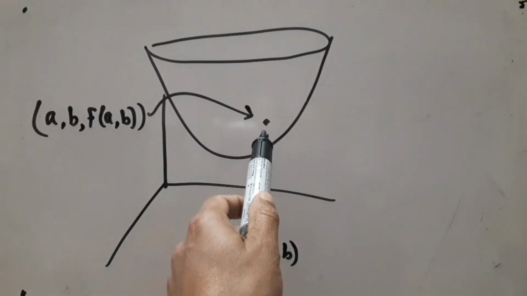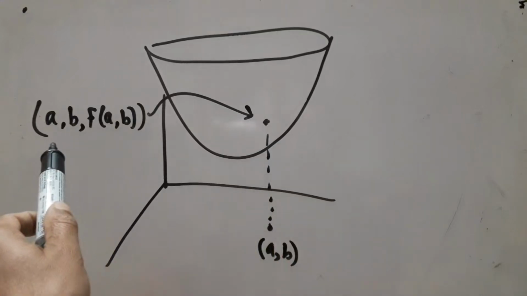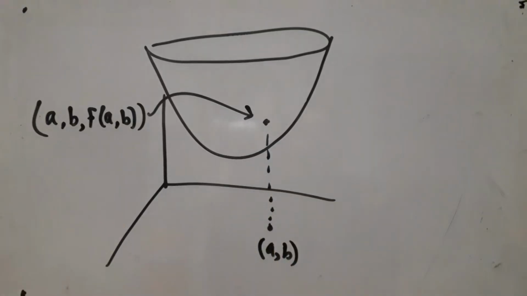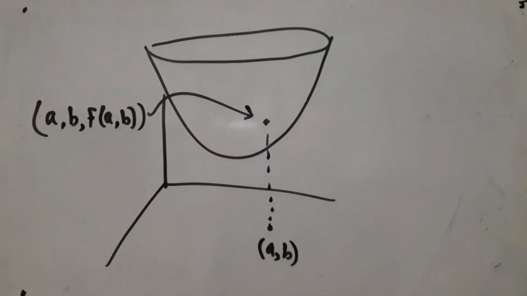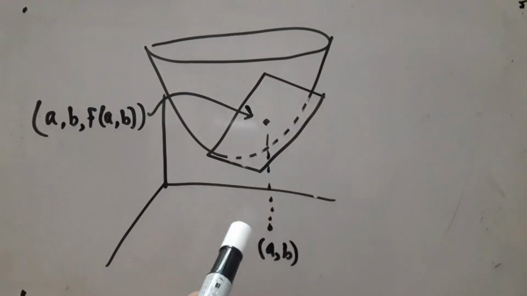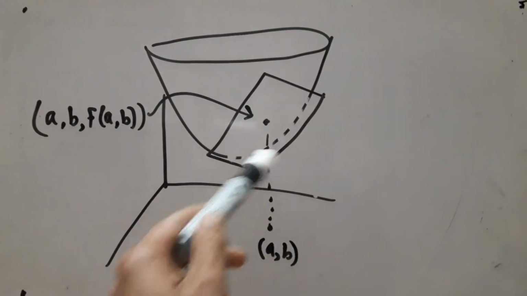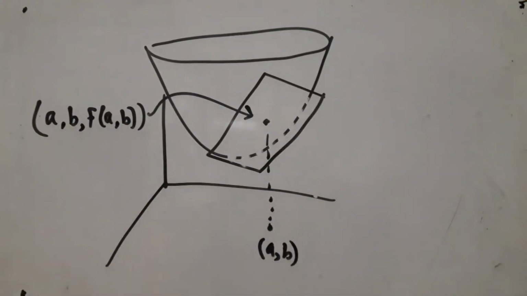The corresponding point on the surface is (a, b, f(a,b)). I can see it looks smooth, so I know it is differentiable. In this case, looking smooth means it can be approximated with a plane. So when you look at only a neighborhood of the point, the surface just looks like this particular plane.